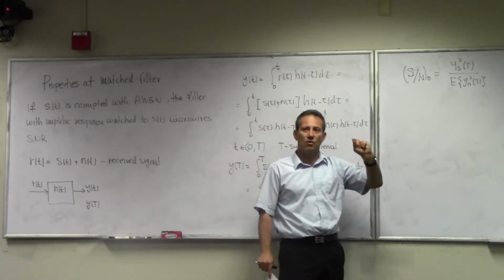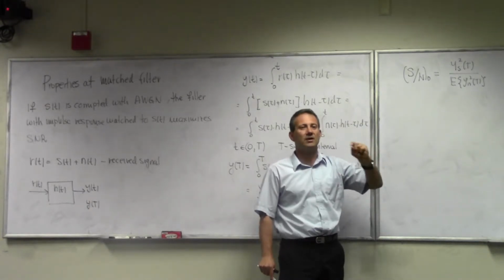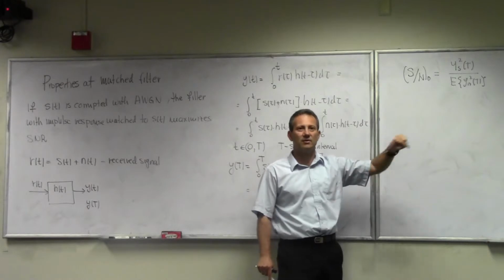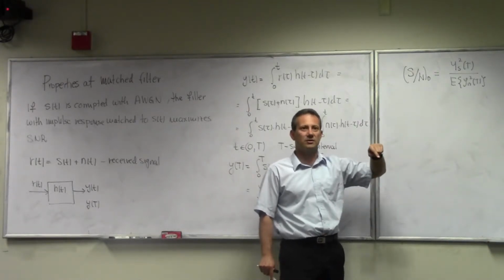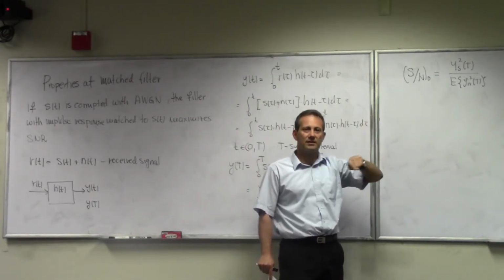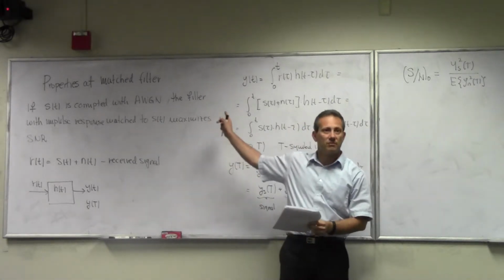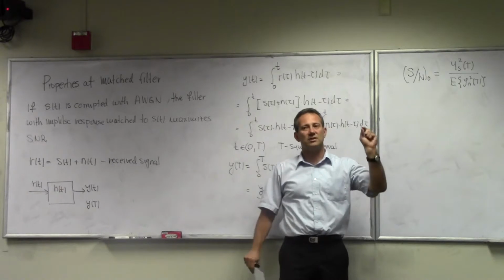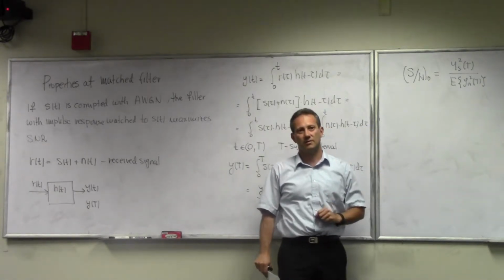The task is, what was sent? Can I recognize what was sent? And as long as I can recognize, I can regenerate it. I know what it was. So out of a finite number of choices, which is those finite number of points in the constellation plane, I have to decide which one was generated.